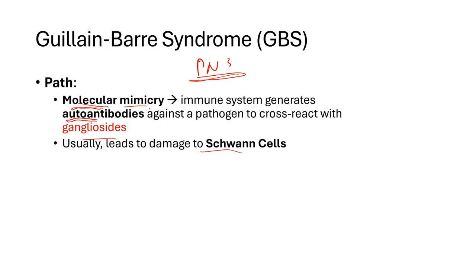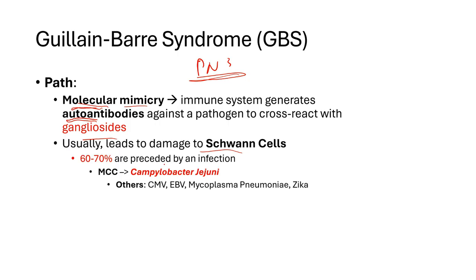Now, usually Guillain-Barré syndrome is preceded by some sort of infection. We see this in roughly 60 to 70% of cases. The most common cause of Guillain-Barré syndrome is going to be associated with Campylobacter. So look for nausea, vomiting, or diarrhea within the past few weeks on exam day.